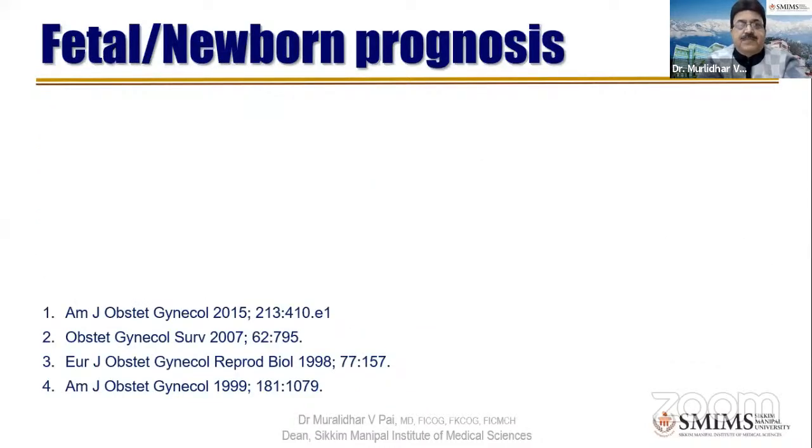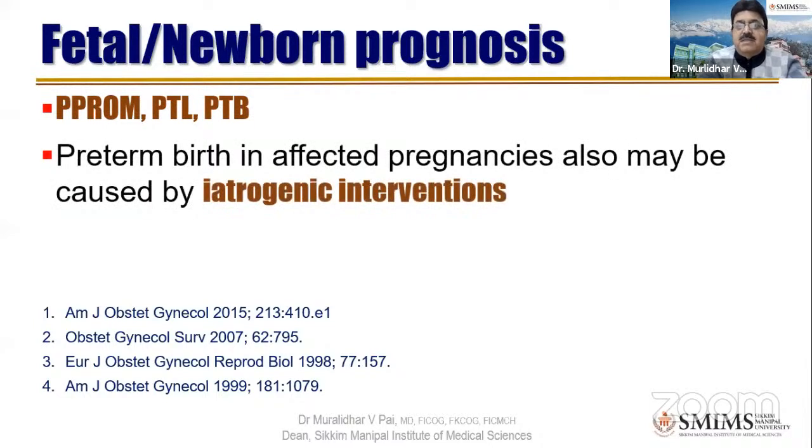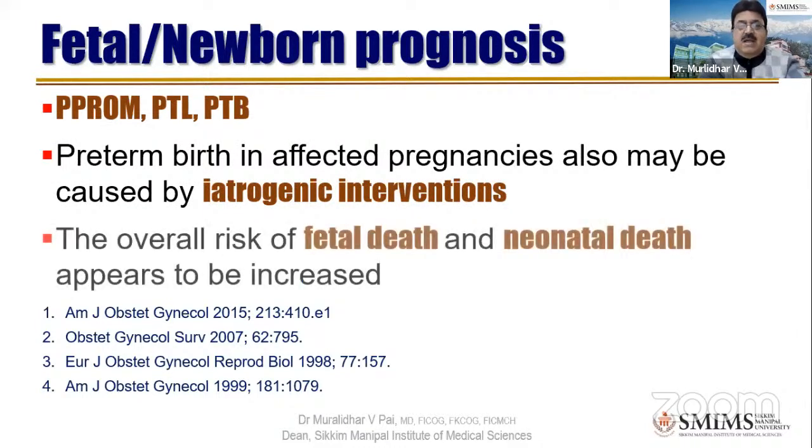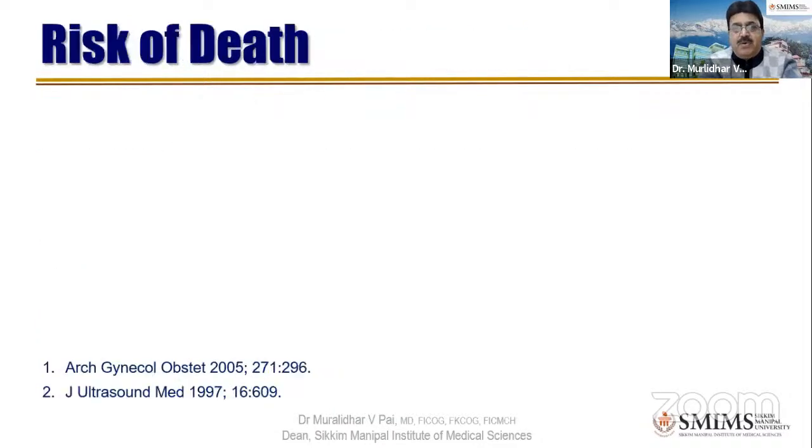What is the prognosis for the fetus and the newborn? Obviously, PPROM, preterm labor and preterm birth. Preterm birth in affected pregnancies may also be the result of iatrogenic interventions. And the overall risk for fetal death and neonatal death appears to be increased due to all these reasons. Preterm birth itself is a high risk, whether there was polyhydramnios or not, the problem will be more.